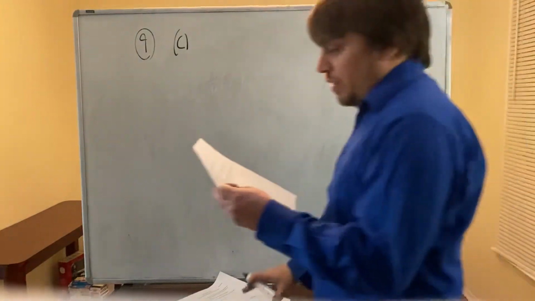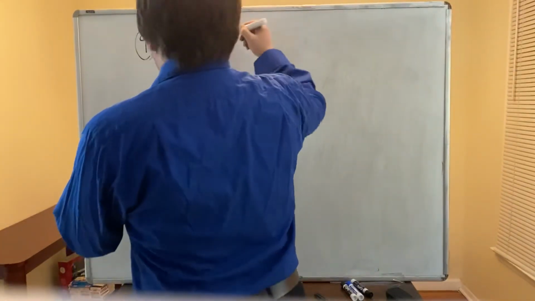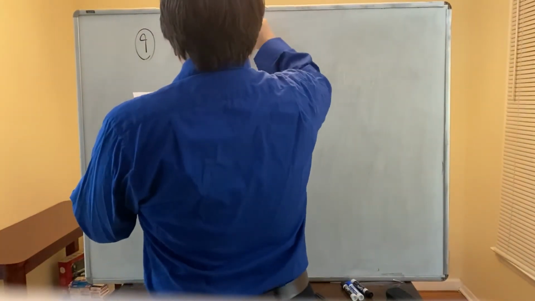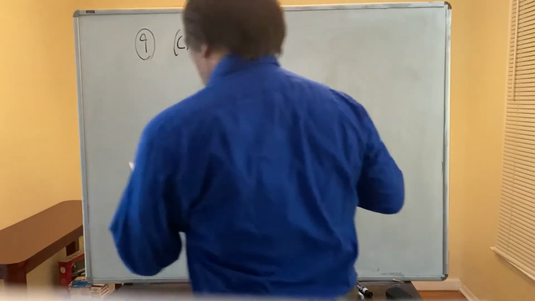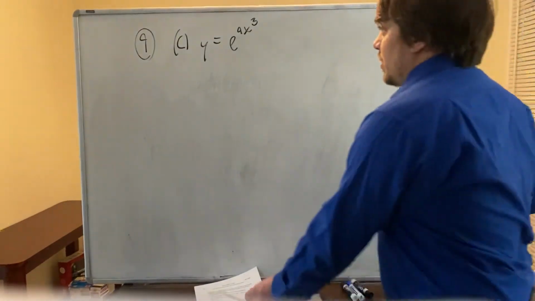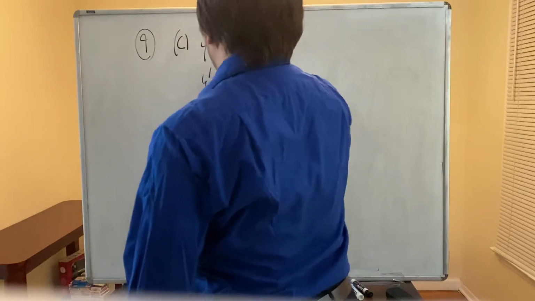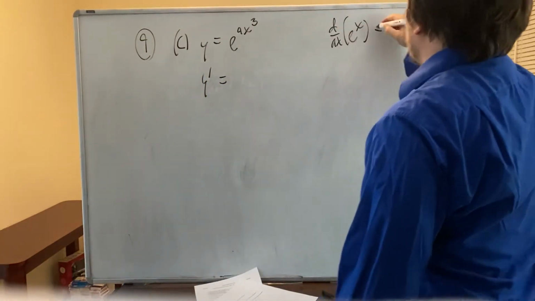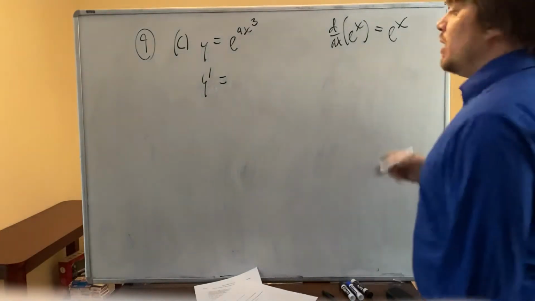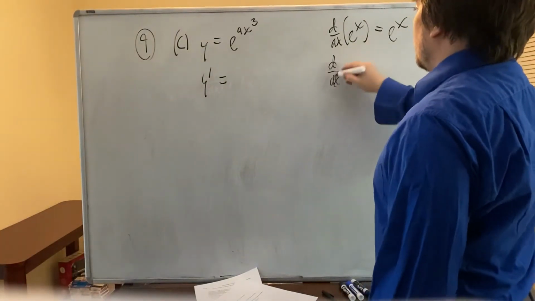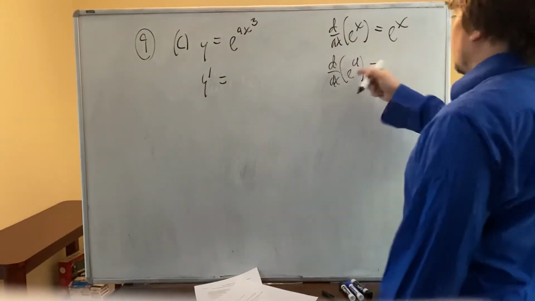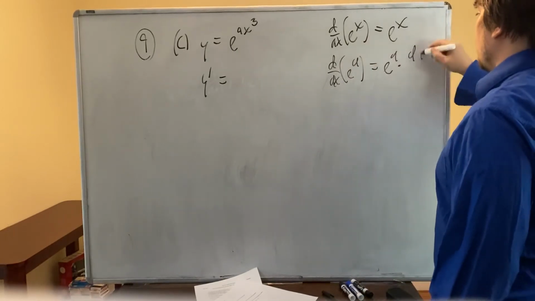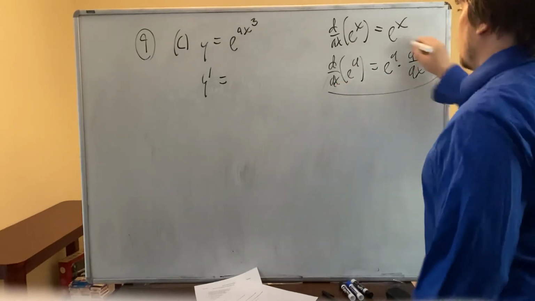So differentiate the function. 9c is y equals e to the ax cubed. Okay, so we're going to differentiate, we're going to find y prime. So first we have the equation d dx of e to the x is equal to e to the x. Combine that with the chain rule, we get d dx of e to the u is e to the u times du dx.